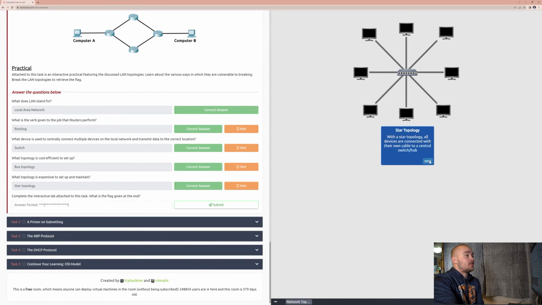With the star topology, all devices are connected with their own cable to a central switch or hub. Every packet is sent through the switch, which means that if the switch goes down, the network will no longer work.